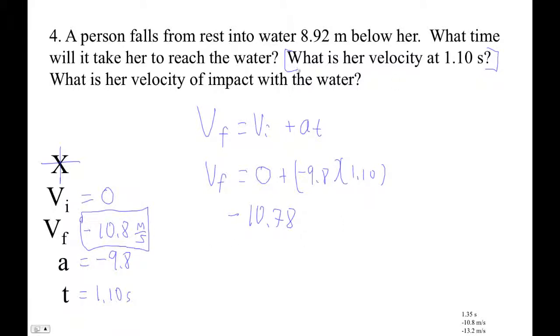So you had to do this one separately, because the first and last questions dealt with starting at the top and hitting the bottom. This one deals with starting at the top, and then at 1.1 seconds you're here. You're not all the way to the water, because that happens at 1.35 seconds. So we have got to start over again. It's a new thing.